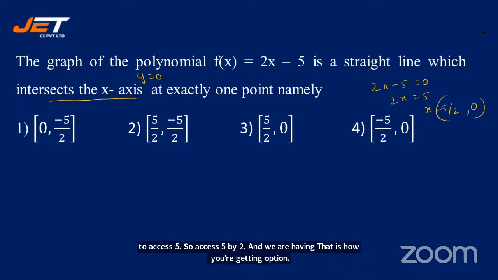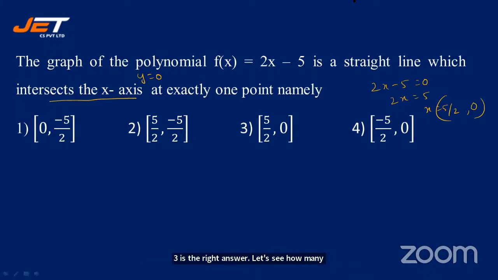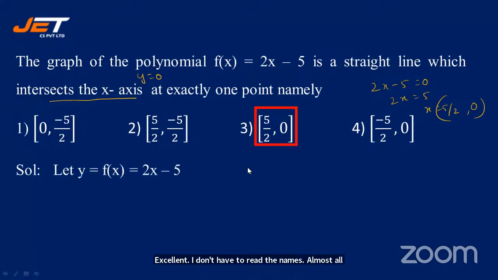Let's see how many are giving me option 3 as the correct answer. Yes. Nothing surprising. All are giving me option 3 as the correct answer. Excellent. I don't have to read the names. Almost all are giving me option 3 only as the right answer. All right. Let's see the key. It is 5 by 2, 0.